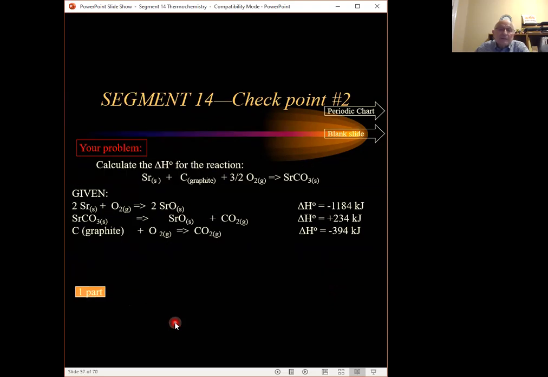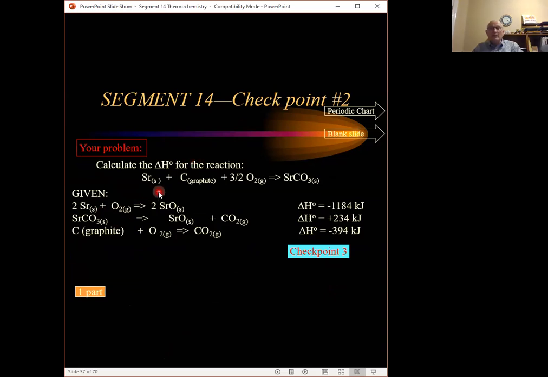And our heat of the reaction we obtained because the working equation and the target equation were now the same. Okay. Now this is a checkpoint on it. It's sort of similar to the other one.